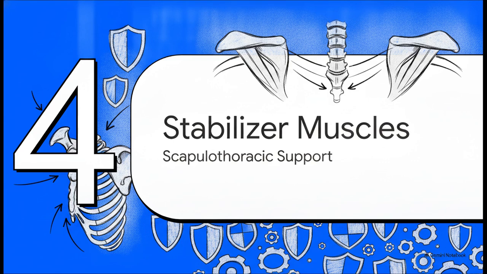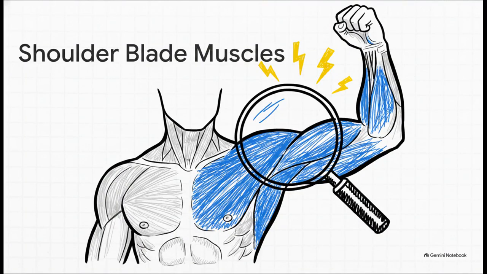All right, Section 4, Scapulothoracic stabilizer muscles. We've mastered the rotator cuff, but now we need to look at the supporting cast. These are the muscles that provide essential movement and stability to the shoulder blade itself. There's quite a list here. We have the trapezius, the deltoid, biceps, triceps, latissimus dorsi, the rhomboids, serratus anterior, and the levator scapulae.